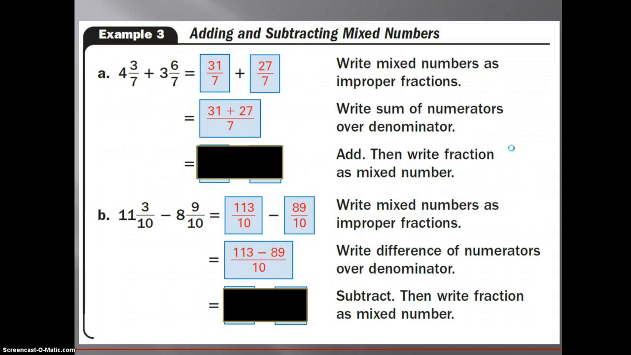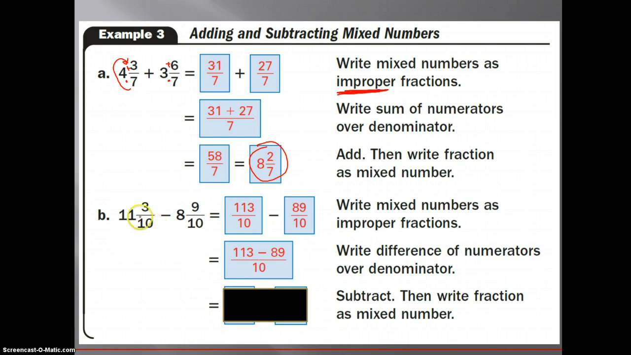Example 3, we are adding and subtracting mixed numbers. To do this, you have to change it into improper fractions. So remember, around the world is what I like to call it. Multiply and add. You get 31 over the same denominator. 3 times 7 plus 6 is 27 over 7. So we add the numerators. 31 plus 27 is 58 over 7. And that can be turned into a mixed number, 8 2/7.